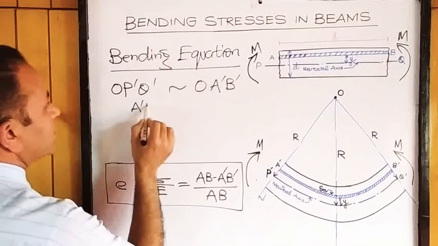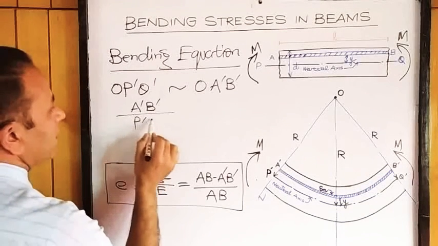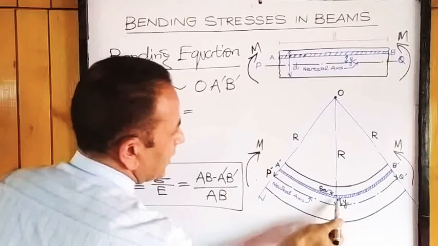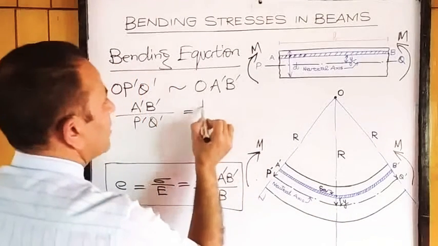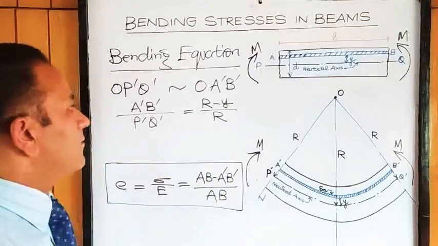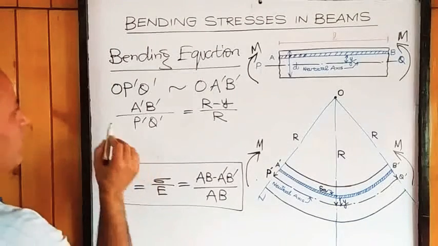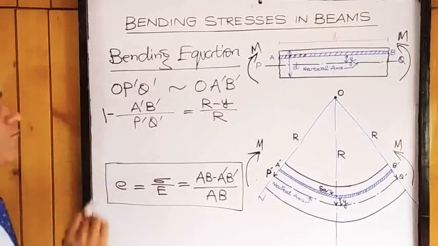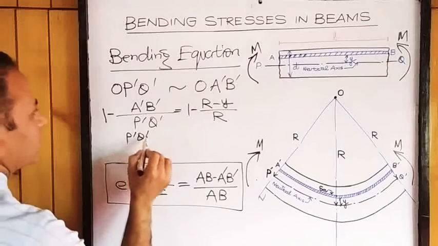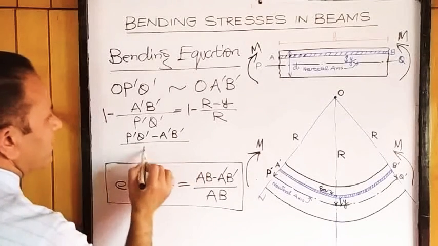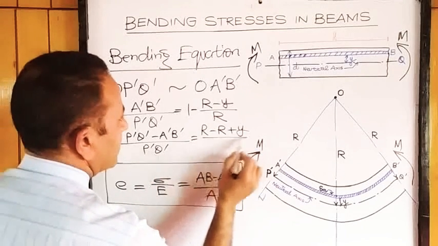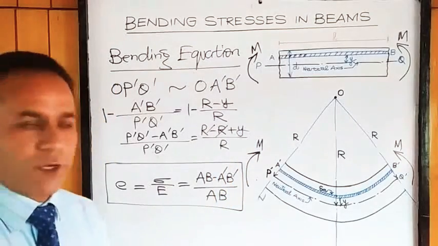We will have A dash B dash divided by P dash Q dash shall be equal to, in terms of R, up to the neutral axis, R minus Y. So R minus Y by R. This we can get out of the similarity of the triangles. Now if I subtract it from 1 on either side, this will become P dash Q dash minus A dash B dash divided by P dash Q dash. This will become R minus R plus Y by R. R and R will go. So this will be Y by R only.